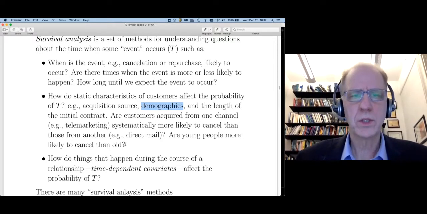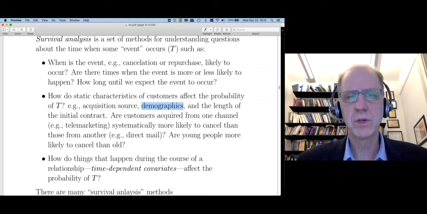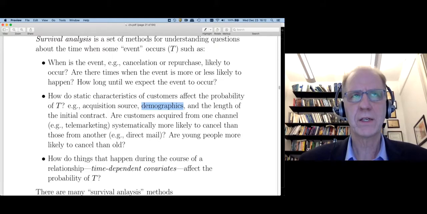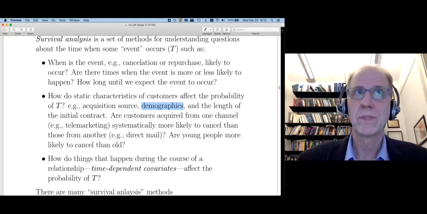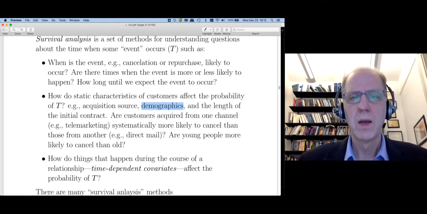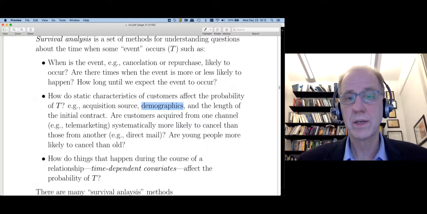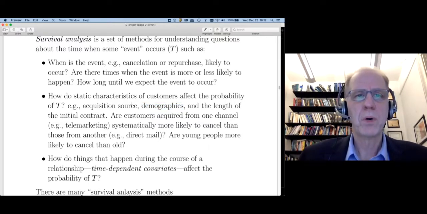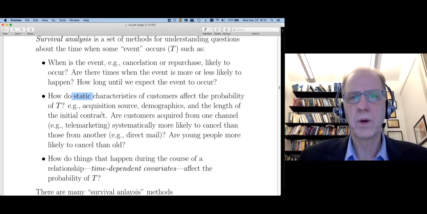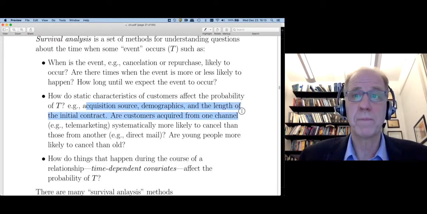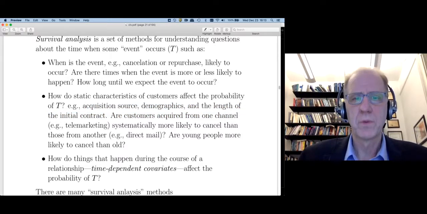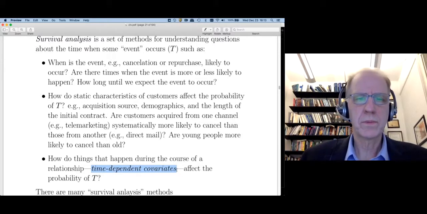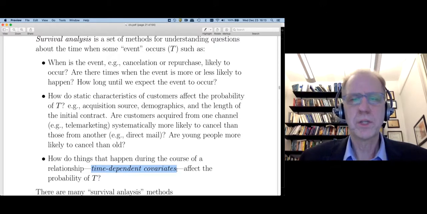The third question is, how do things that happen during the course of the relationship affect the probability of t, or the hazard of t, or the survivor function? These are called time-dependent covariates. A time-dependent covariate is a covariate that changes over time, as opposed to a static covariate, which doesn't change over time. Your acquisition source is always the same acquisition source, whereas other things do change over time. More on that next week when we get to regression type models.